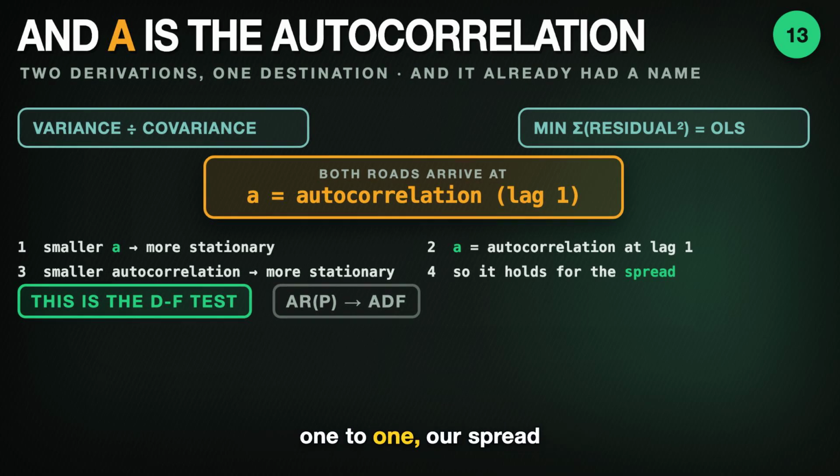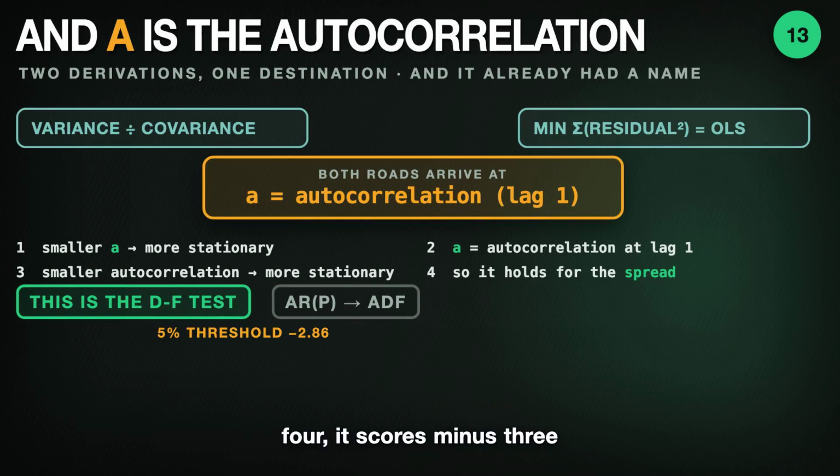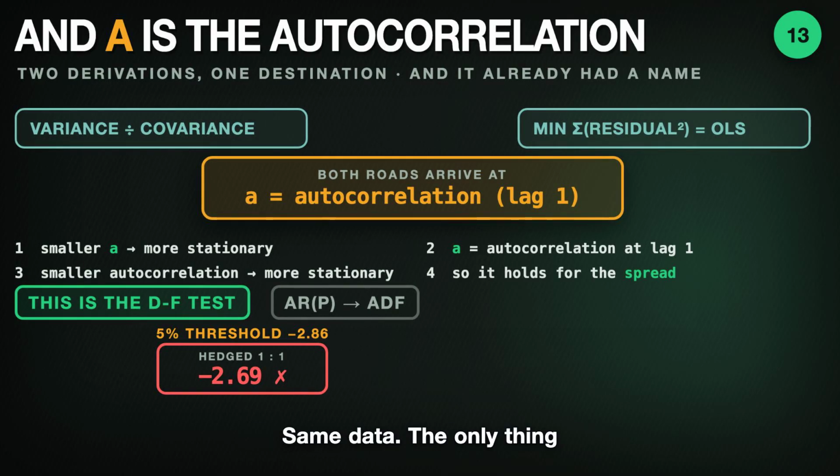Hedged 1-to-1, our spread scores minus 2.69. It does not clear the line. It fails. Hedged 1 to 1.74, it scores minus 3.34. It passes. Same two stocks. Same period. Same data. The only thing that changed is the ratio.